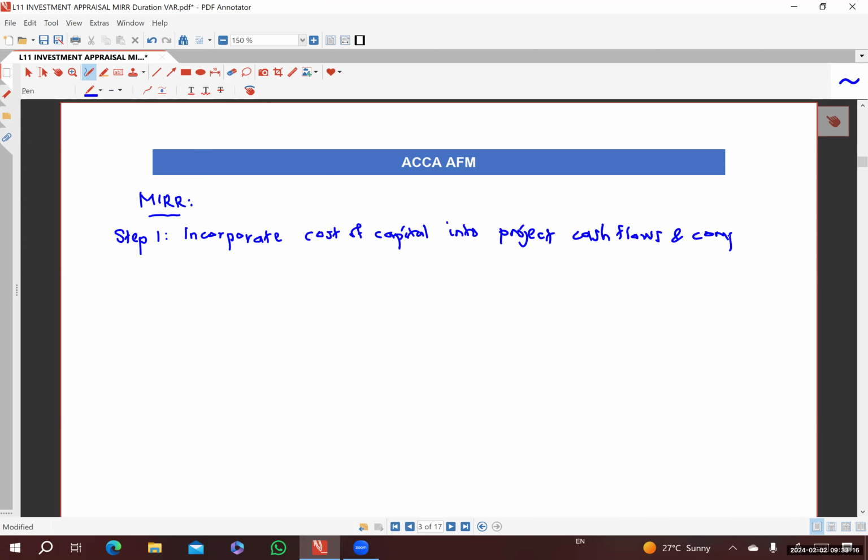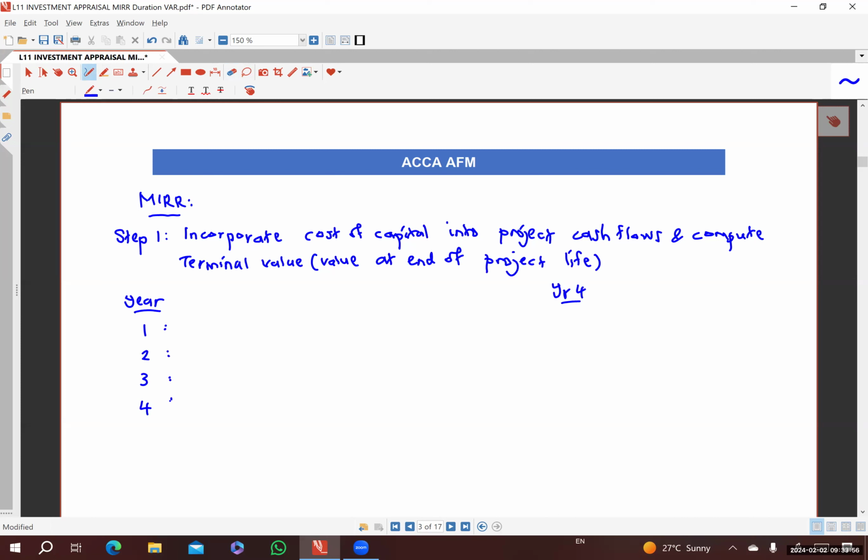And compute what we call a terminal value. This is the value at the end of the project's life. We call it terminal value. Now, I have 4 years in this question, right? We work out the terminal value at the end of year 4, since the project is 4 years here.